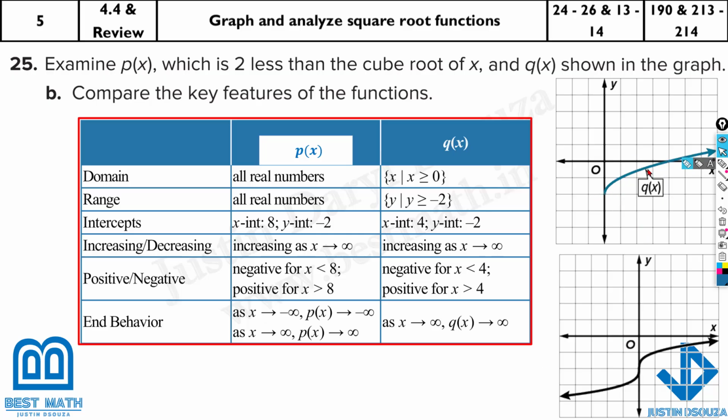Now what about this one? You need to see whether it is going upwards or downwards. If it was downwards, it would have been only negative, but here it goes upwards. Where does it touch? At 4. For x less than 4 it is negative, whereas x greater than 4 will be positive.